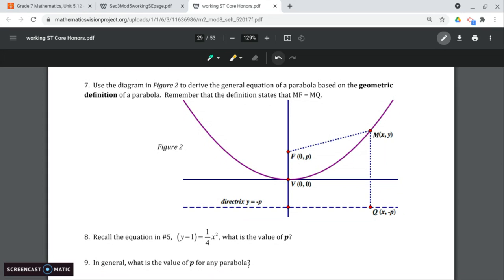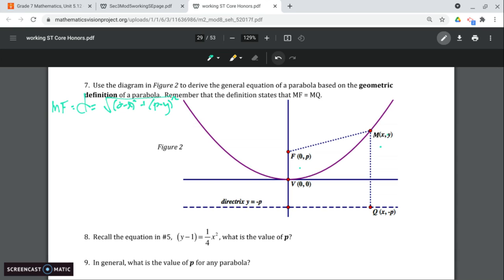Number 7. So we want to use the diagram in figure 2 to derive the general equation of a parabola based on the geometric definition of a parabola. Remember that the definition states that MF equals MQ. So for MF, we're going to take the distance formula. D equals the square root of, using what we have, MF here, we have x minus 0, 0 minus x squared plus p minus y squared.